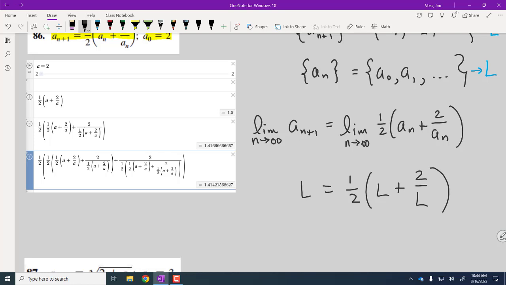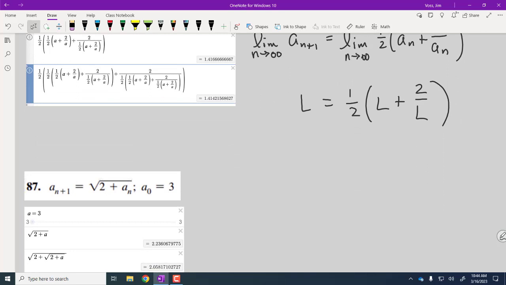If the limit of a sub n and the limit of a sub n plus 1 is L, we distribute the limit. We push the limit inside. That's what we get. So if we can solve that algebra equation for L, that is going to give us the limit of the sequence if the limit does exist. The one thing about this is that this is not a guarantee that the limit exists. That would take some more complicated math.